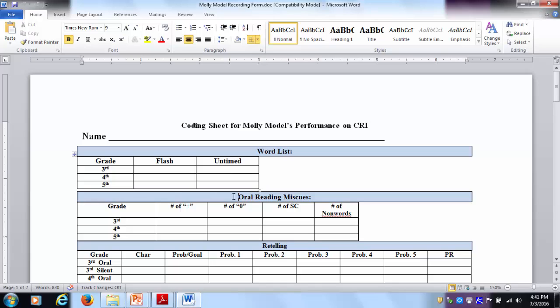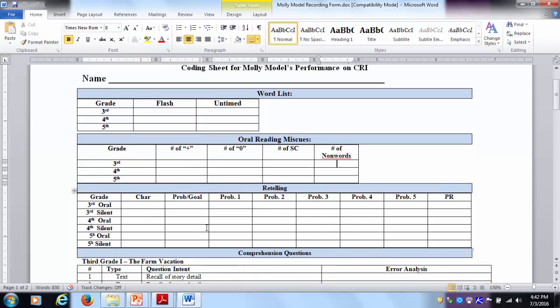Then, oral reading miscues. Again, there will be 3 passages, each of which will be read orally and coded with miscues. You are to analyze the miscues and tally up the number of miscues that maintain meaning, recorded here, the number that violate meaning, the number of self-corrections, and the number of non-words. And you do that for each of 3 grade levels.